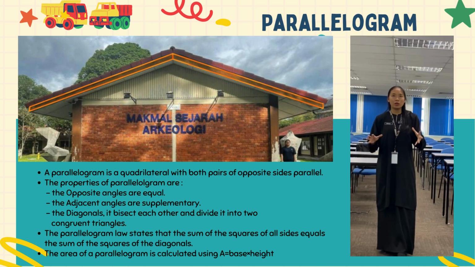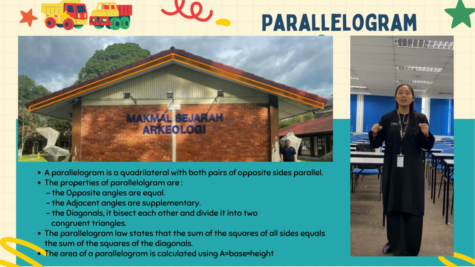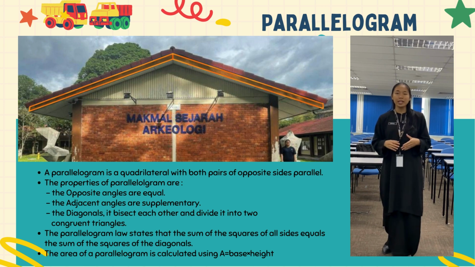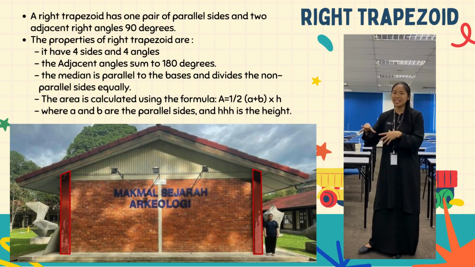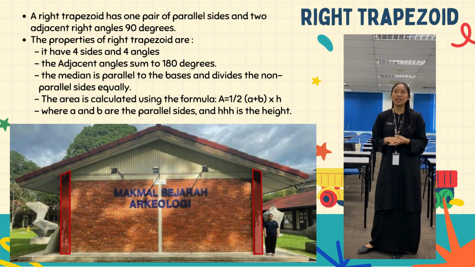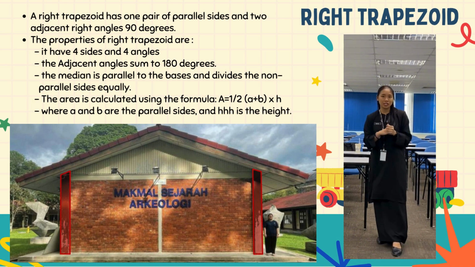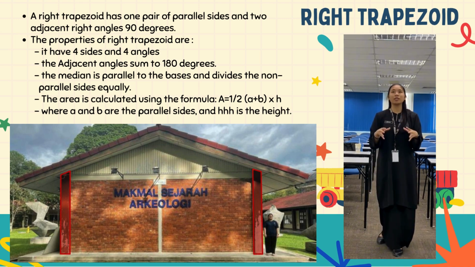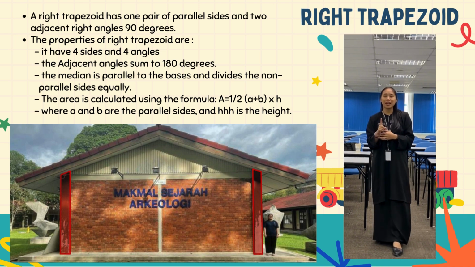The parallelogram law states that the sum of the squares of all sides equals the sum of the squares of the diagonals. The area of a parallelogram is calculated using the formula area equals base times height. Next, in the picture, we can see there's a right trapezoid. You can see it at the red line. A right trapezoid is visible in the front-facing portion of the roof below the isosceles triangle, connecting the roof to the rectangular wall. A right trapezoid has one pair of parallel sides and two adjacent right angles, which is 90 degrees.